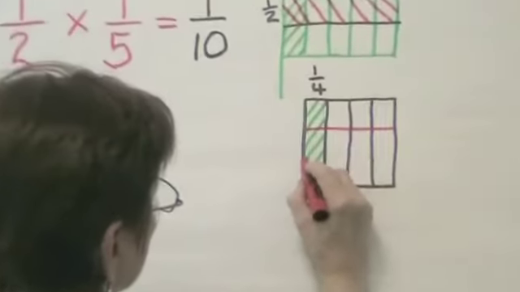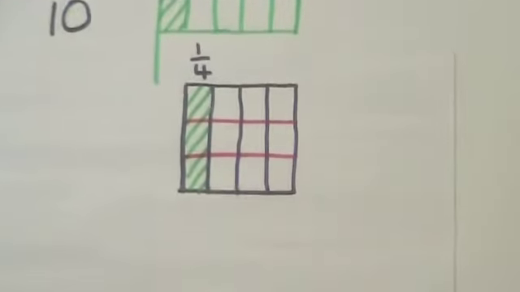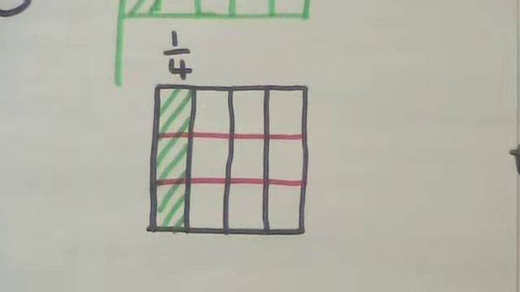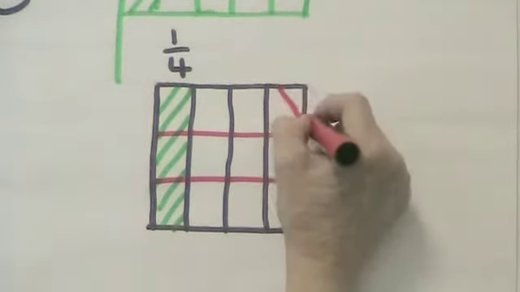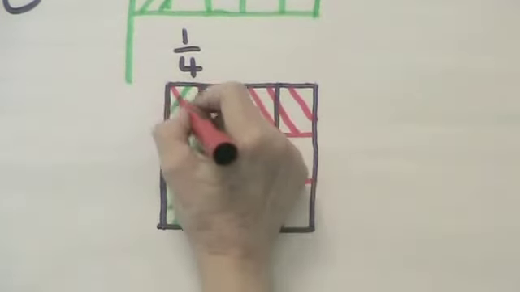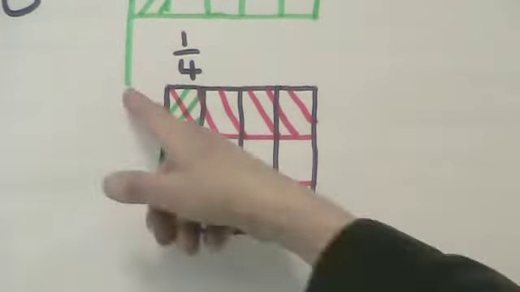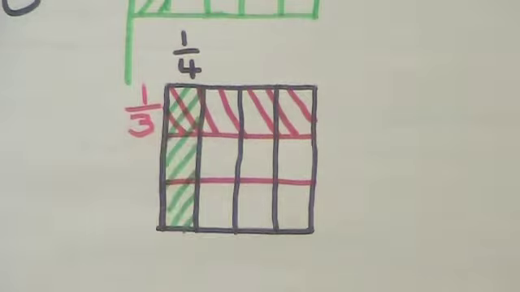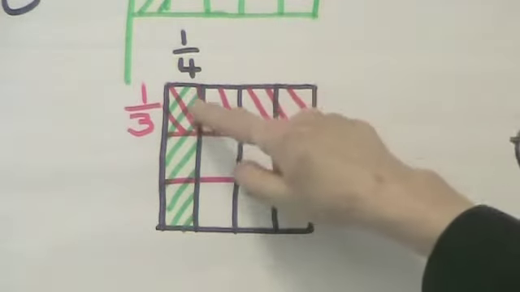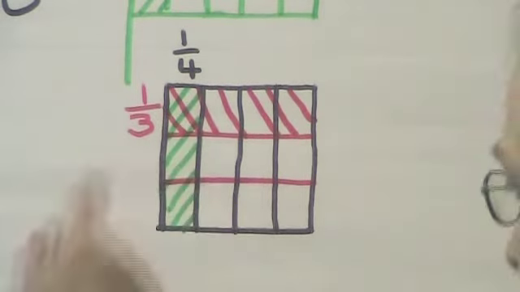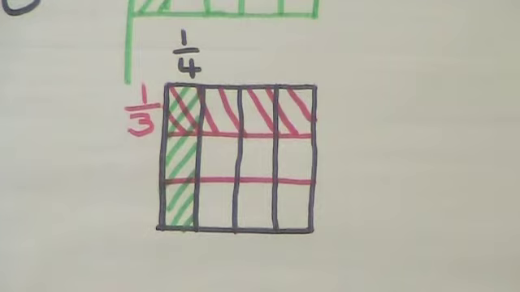1/3, 2/3, 3/3. But I only need 1/3, right? So do you want to write your 1/3 over here? So a third of a fourth is one of these things. And that's 1, 2, 3, 4, 8, 12. So a third of a fourth is 1 out of 12. 1 out of 12.